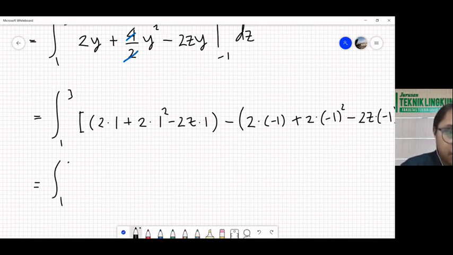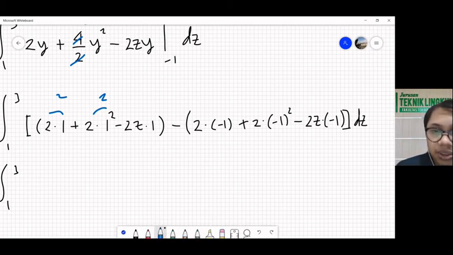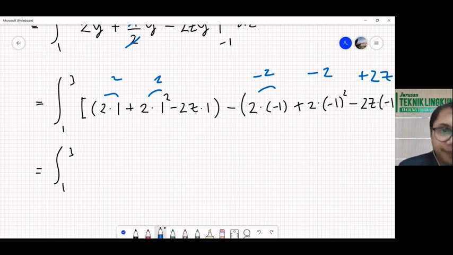Then 1, 3. Okay, this one is 2. 1 square is still 2. And this part is 2z. And this one is minus 2. Minus 1 square becomes 1. Then this is minus 2 again. And this one is plus 2z. Okay, just rewrite it. 2 plus 2 is 4.